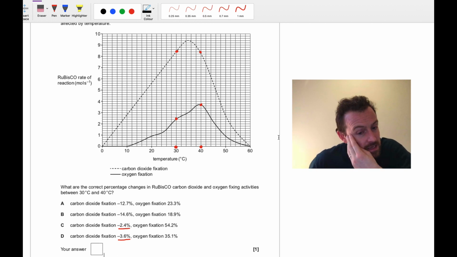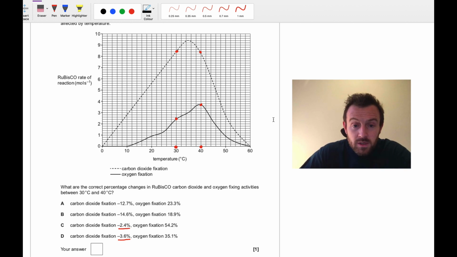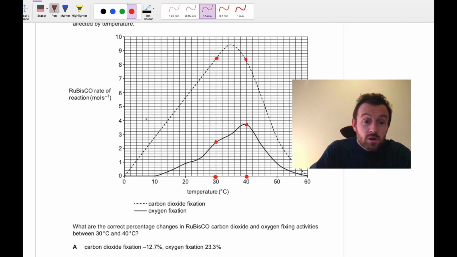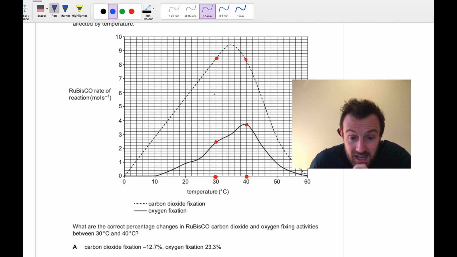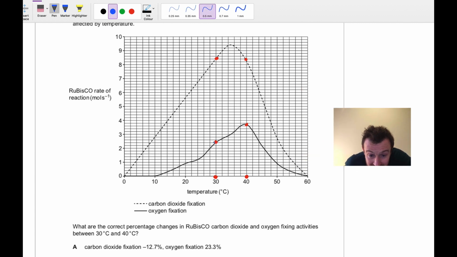Okay, so for the second bit, the oxygen fixation, I think we better do a calculation because it could be easy to get this wrong. So oxygen fixation at 30 is exactly, and if we move along here, it's there. So that is 2.4. And then at 40, it's probably about there. So I would say that is 3.7. So what percentage is that?